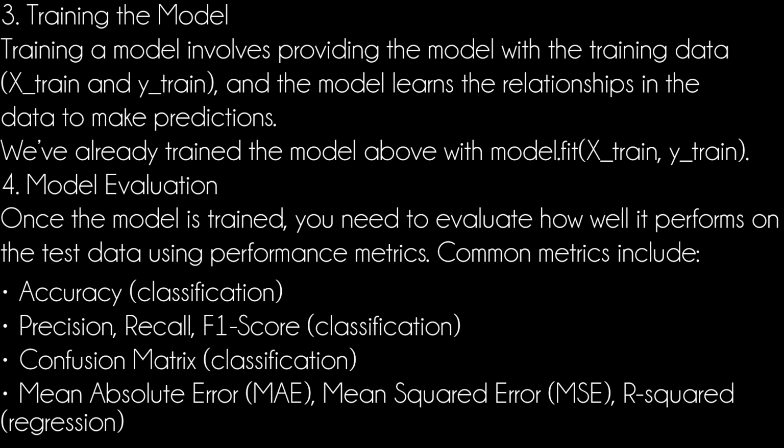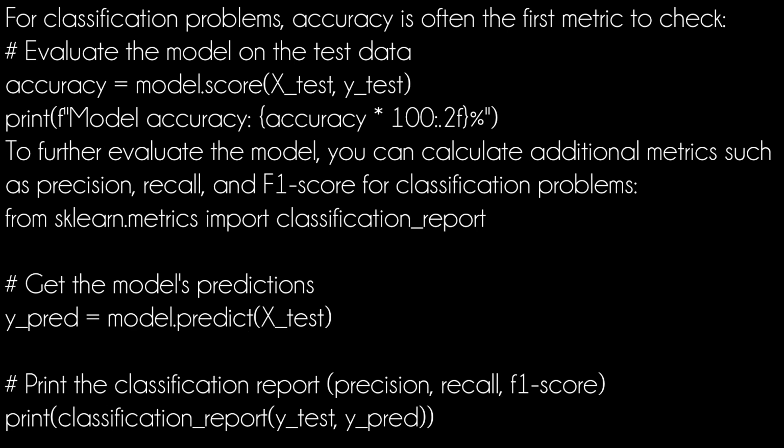Training the model. Training a model involves providing the model with the training data, and the model learns the relationships in the data to make predictions. Model evaluation. Once the model is trained, you need to evaluate how well it performs on the test data using performance metrics. Common metrics include accuracy, precision, recall, F1 score, confusion matrix, mean absolute error, mean squared error, R squared. For classification problems, accuracy is often the first metric to check.